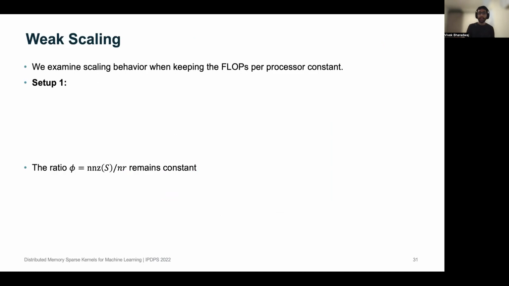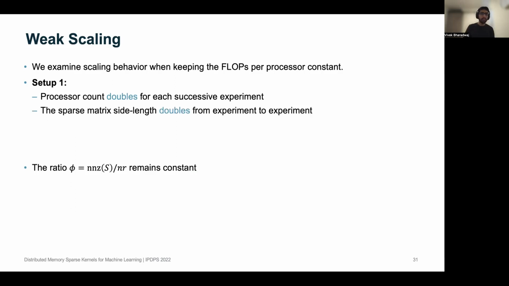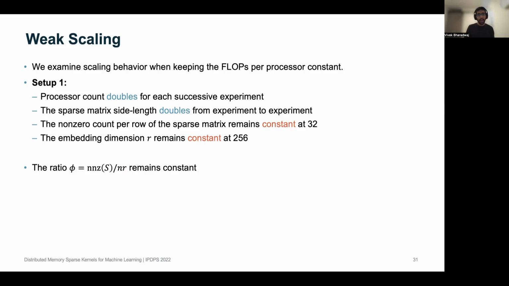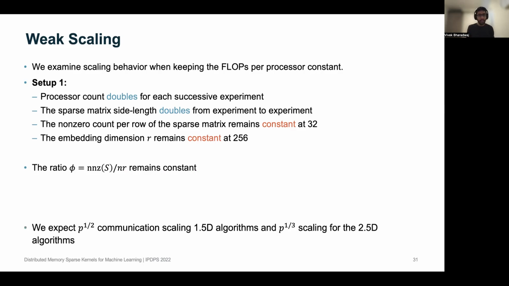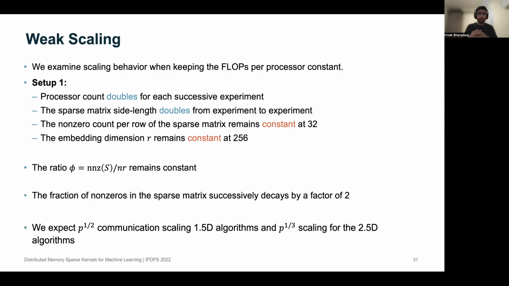Now, to test weak scaling, we examine the behavior when we keep the flops per processor constant. We use 2 setups. The first setup, we're going to double the processor count for each successive experiment, and double the side length of the sparse matrix from experiment to experiment, and the non-zero count per row of the sparse matrix remains constant at 32, as does the embedding dimension R constant at 256. So when you perform this experiment, you'll notice a couple things.